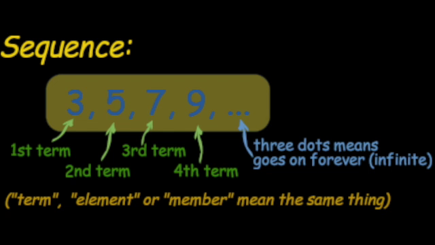A sequence is a list of numbers in order. For example, what you're seeing on the screen right now, 3, 5, 7, 9, and so on, is a sequence. Listing out all the numbers of a sequence in order is tedious, so we often represent sequences with a formula instead. For example, this sequence would be represented with a formula where the nth term, often referred to as a sub n, would equal 2n plus 1.